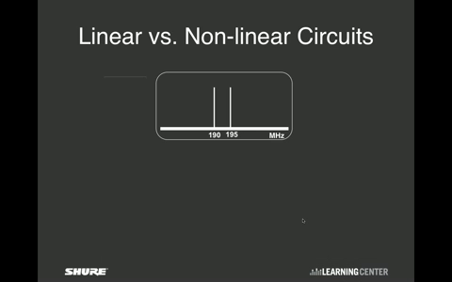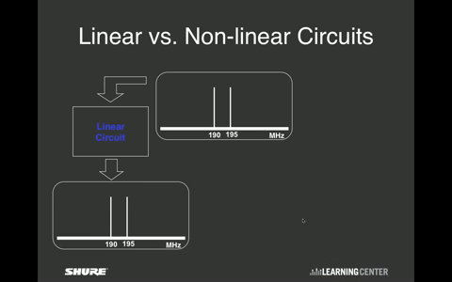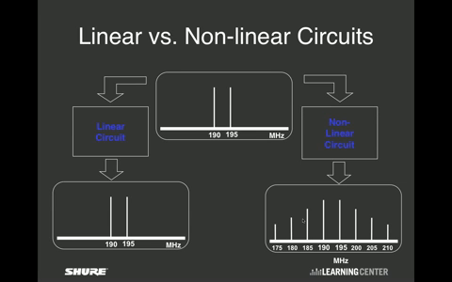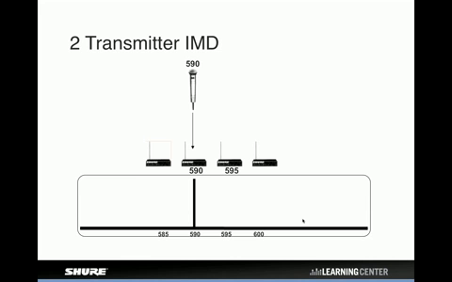Again, this is a function of the nonlinearity of wireless mic transmitters. A linear circuit is something where, when two signals are combined, what comes out is just those two original signals. But in a nonlinear circuit, and all wireless mic transmitters are nonlinear to a certain extent, you get these additional intermod products. To just take a quick look at what the math is, for those of you who are brave.